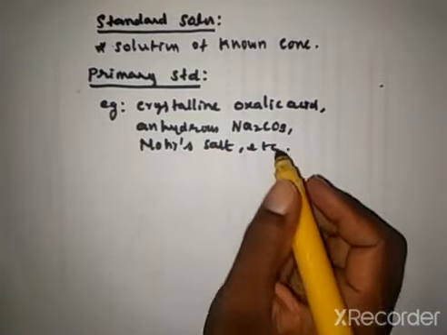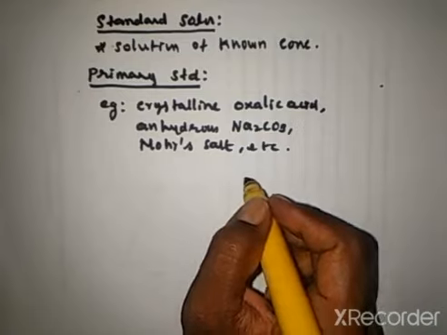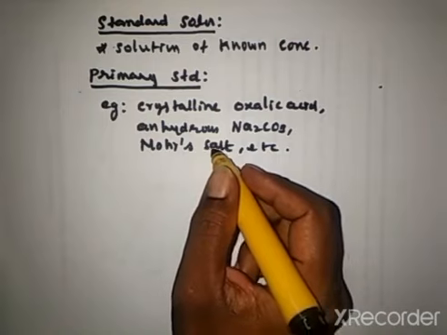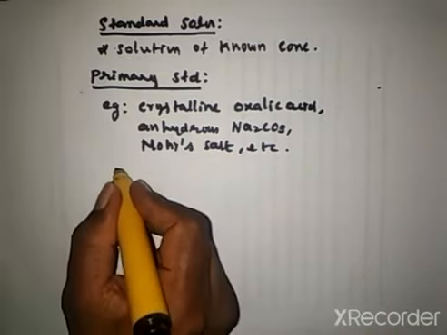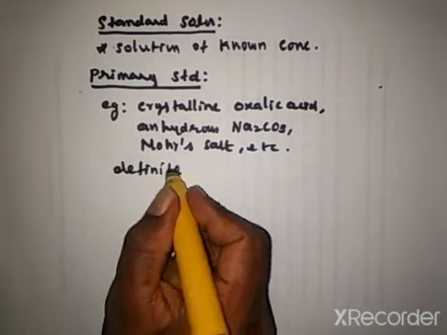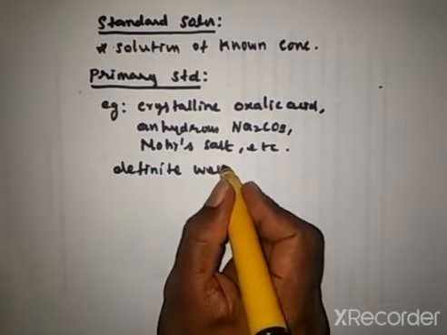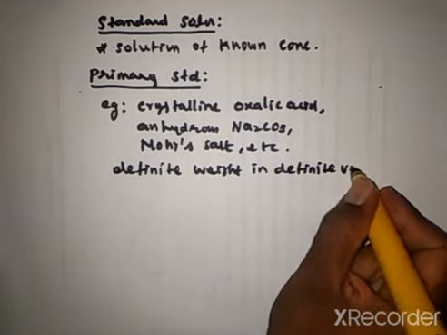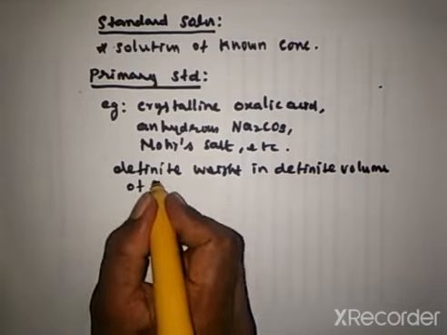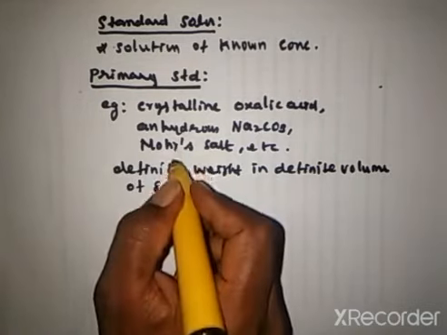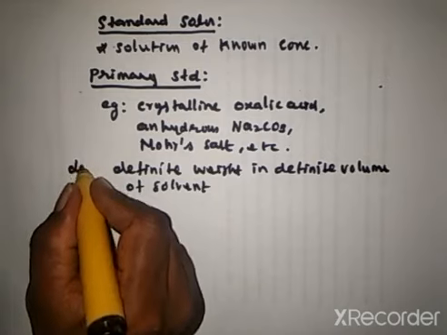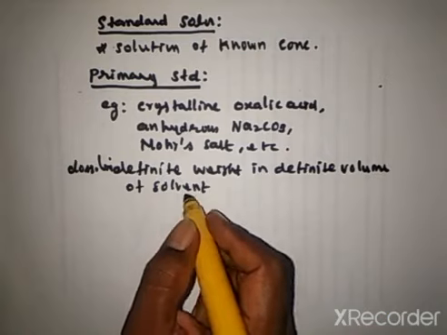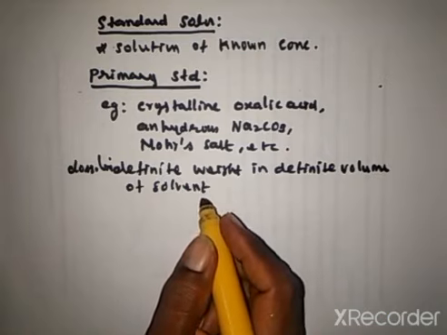etc. So these are all used as primary standards because these substances are prepared directly by dissolving their definite weight in a definite volume of solvent. The solvent, most probably, we are using is water.